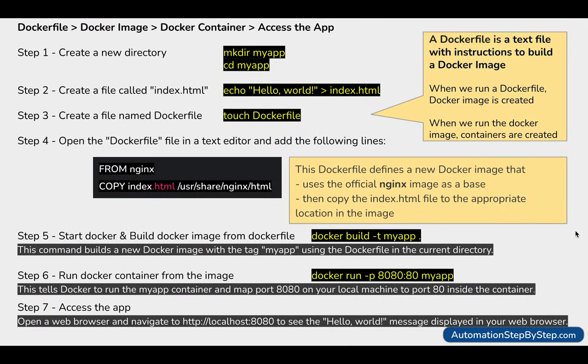So this is how we can create a Dockerfile, and then when we run the build on the Dockerfile, we build a Docker image. When we run the Docker image, we create a Docker container, and then finally we can access our applications.